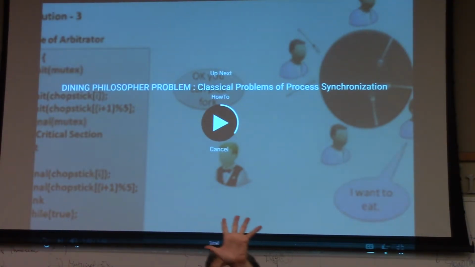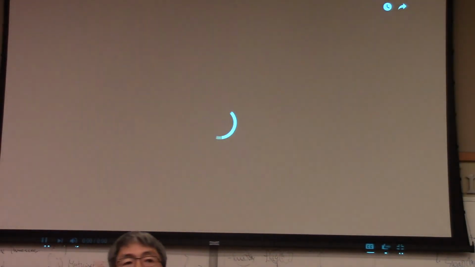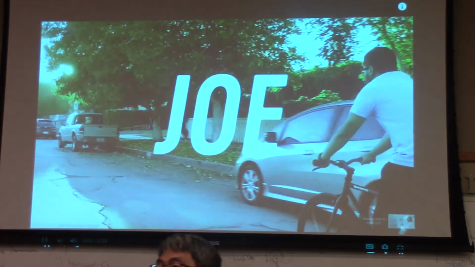You have 5 chopsticks, but only one philosopher can eat. Utilization is very low. A maximum of 2 philosophers can eat at the same time.